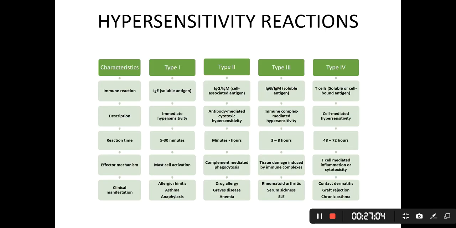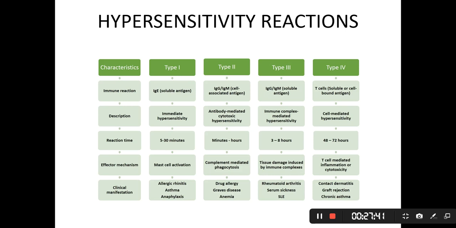Now what are the types of hypersensitivity reactions? Type 1 includes IgE mediated reactions, all those allergies: allergic rhinitis, asthma, anaphylaxis. They are generally immediate reactions. They occur within seconds to minutes, like 5 to 30 minutes. Generally the cells which work in this activation are the mast cells, and those conditions are allergic rhinitis, asthma, anaphylaxis. They all come under type 1 hypersensitivity reactions.